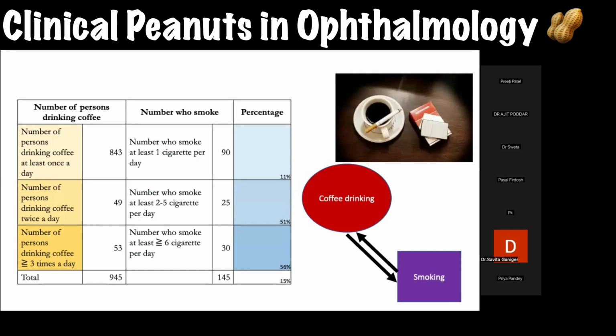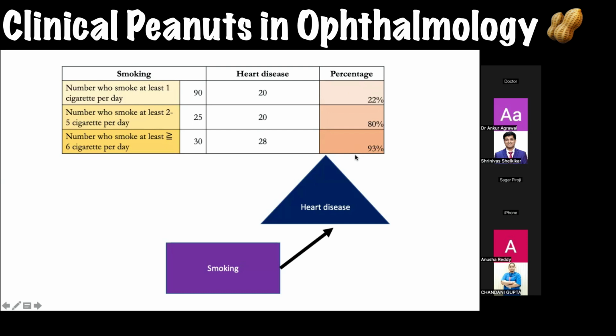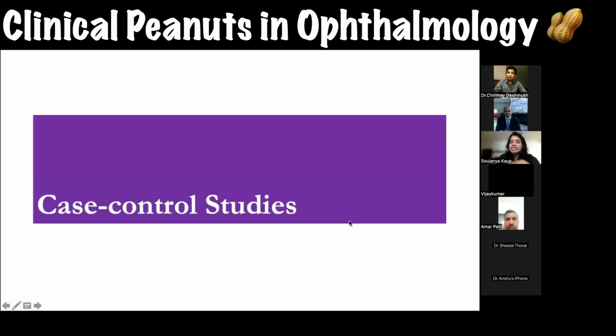Say, is coffee drinking confounded with smoking? If you look at the numbers here, as the number of coffees is increasing, the number of cigarettes per day is also increasing. So, coffee drinking is associated with smoking here. And if you see the association of smoking with heart disease, as the number of cigarettes increases per day, again, the heart disease is increasing. So smoking is associated with heart disease. So the alternate explanation is coffee drinking is associated with smoking, and smoking leads to heart disease. And that is why there is no direct association between coffee drinking and heart disease, and the association is because of the confounder, which is smoking. So that is an alternate explanation.